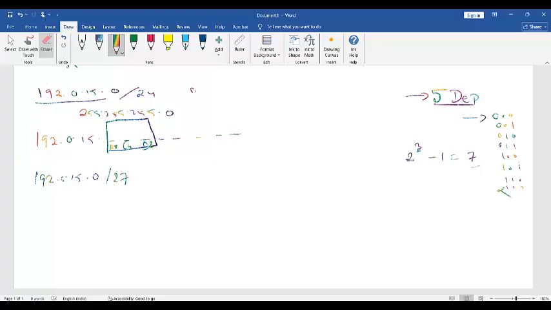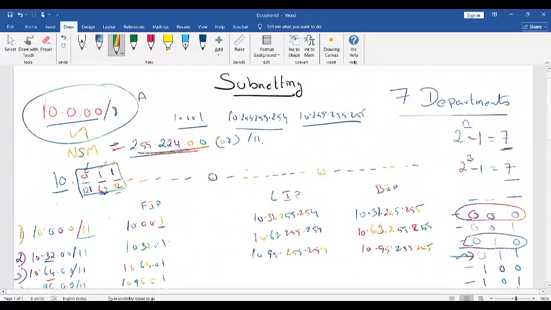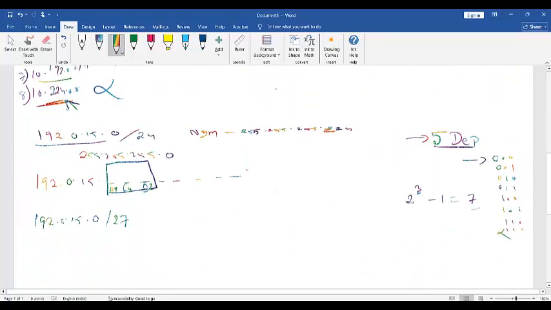192.0.15.0/27, which can also be written as the new subnet mask 255.255.255.224. You got it? 3 bits, 224. See, last time the 3 bits we took from here, so we wrote 255 here, 224 here. This time you are taking from the last octet, so 224 will come where? The last octet.